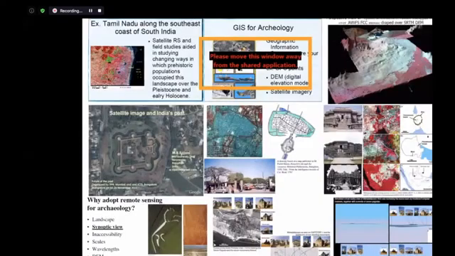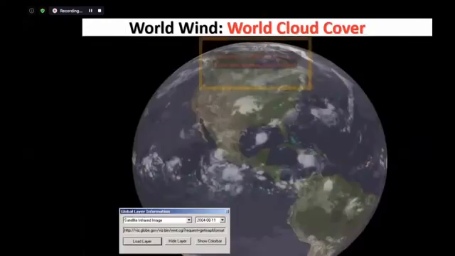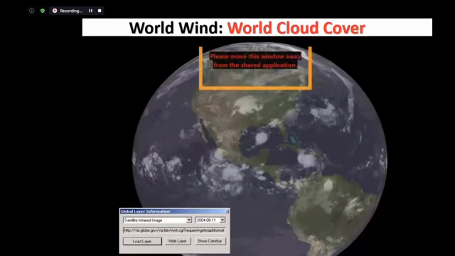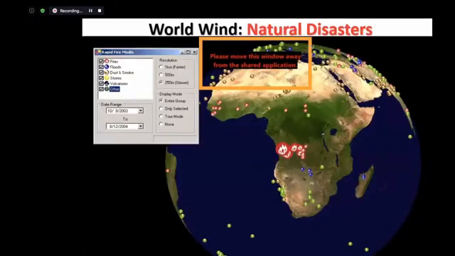This is some Tamil Nadu coastline area. NASA's world temperature is a world level small scale map, obviously a satellite image, and world cloud cover is also a satellite image, I think a MODIS image. Natural disasters throughout the world, this is by NASA.